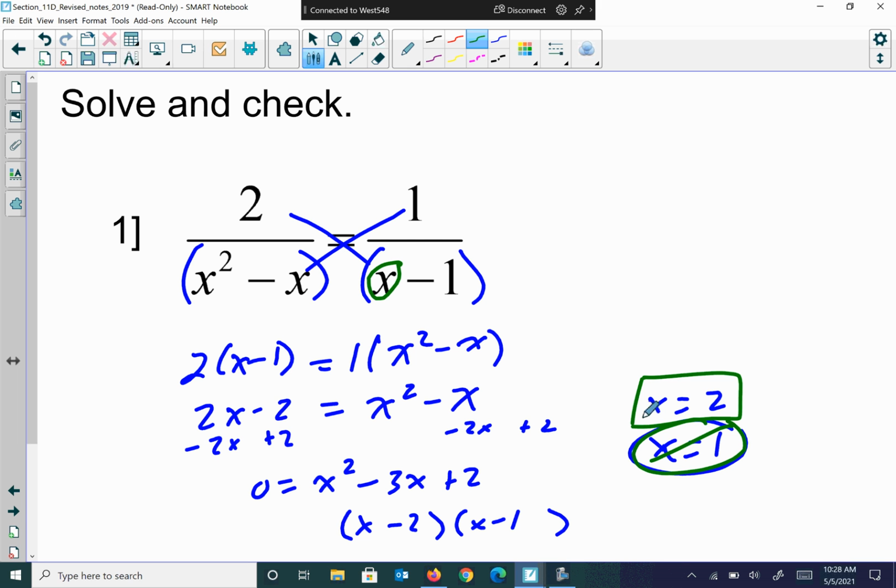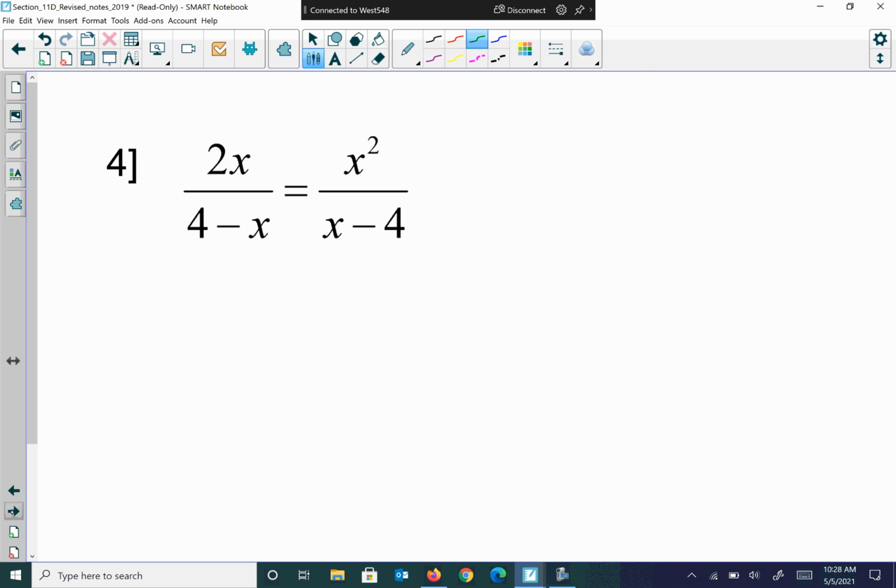Questions on that one? May we move on? And it looks like we go from example 1 to example 4. Sweet, I like when we skip. So 2 fractions equal to each other? Agree? Cross multiply?